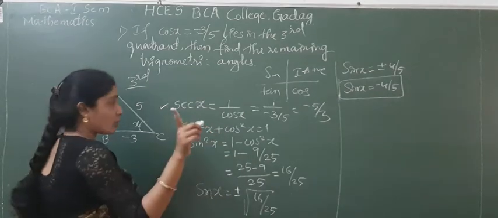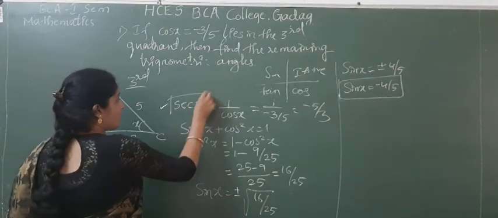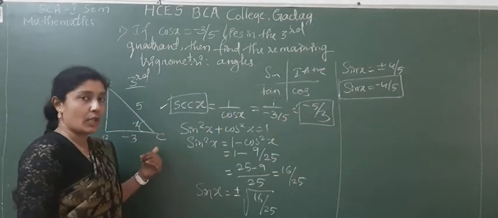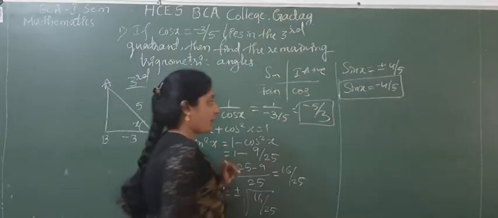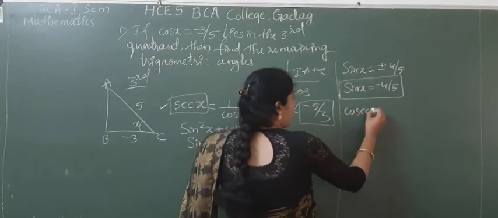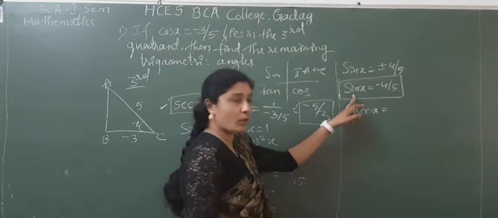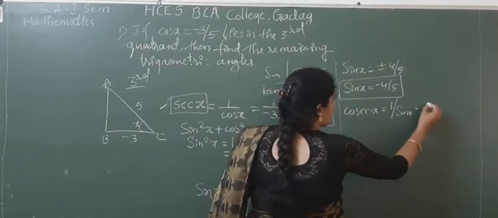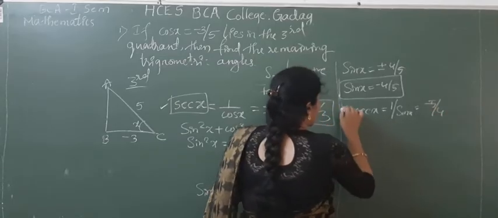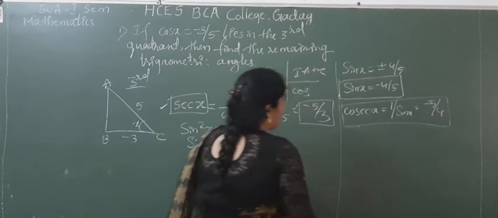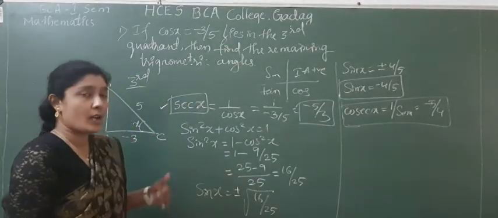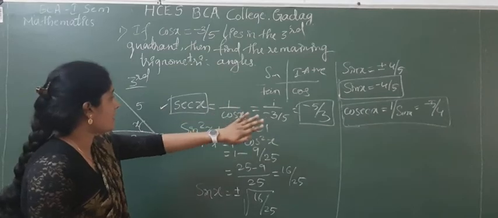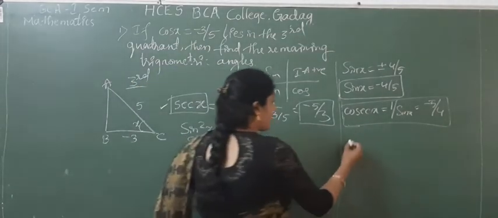So, we got two values now: the sec value, which is minus 5 by 3, and then the sin value. Now, which are the remaining? Cosec, of course. Cosec x is nothing but the reciprocal of sin, right? So 1 divided by sin x, that is minus 5 by 4. Now what are the remaining? Cos, sin, cosec, sec. Next is tan.